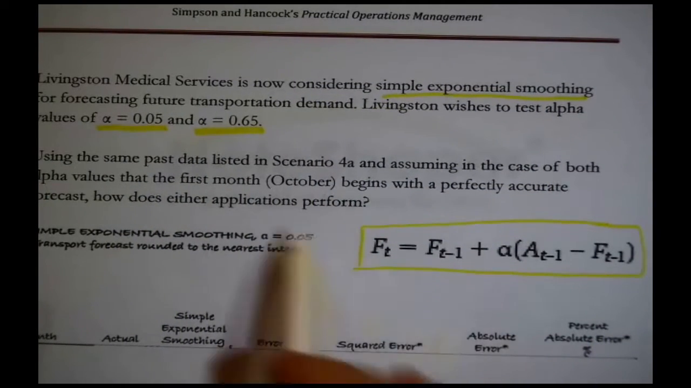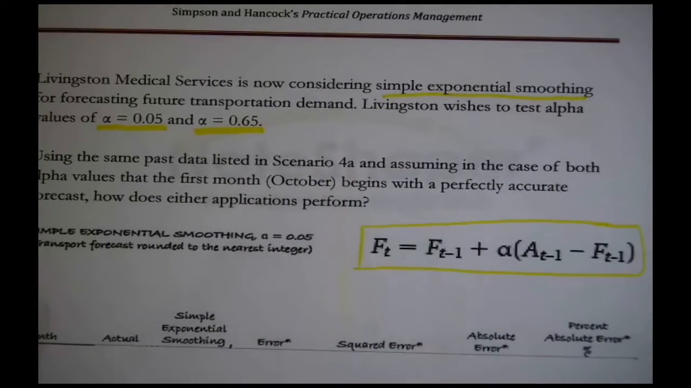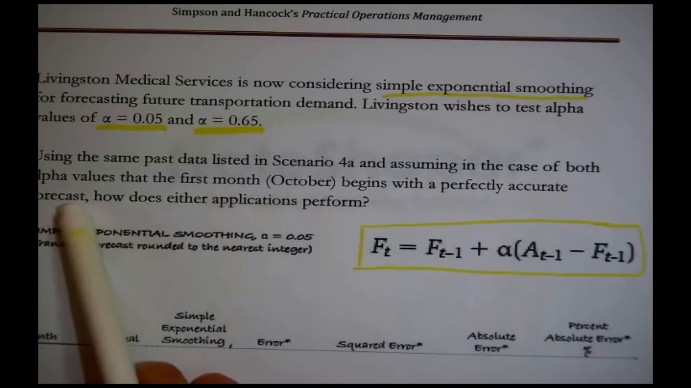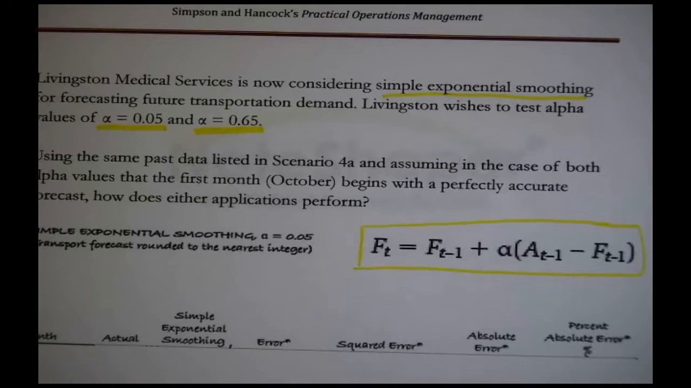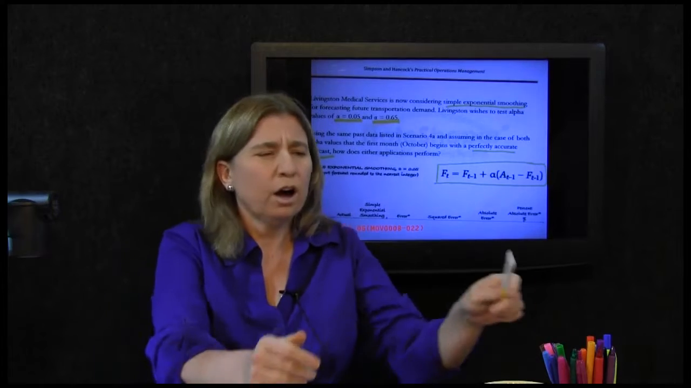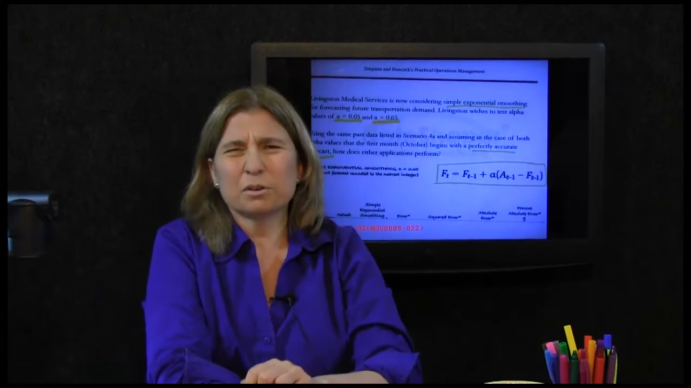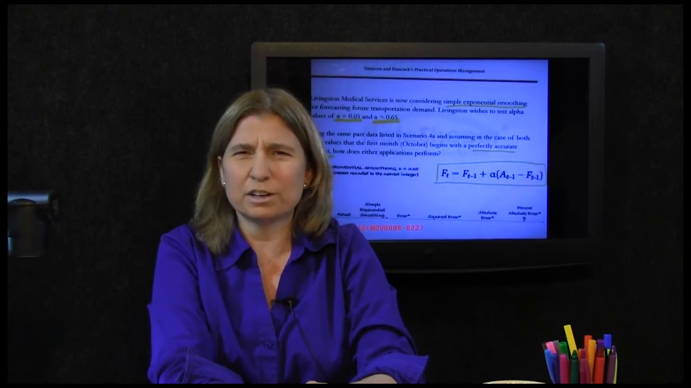Using the same past data as listed in scenario 4A, right? We've been working on this before, and assuming in the case of both alpha values that the first month, October, begins with a perfectly accurate forecast, how do these applications perform? And you might be thinking, what's that business about a perfectly accurate forecast?